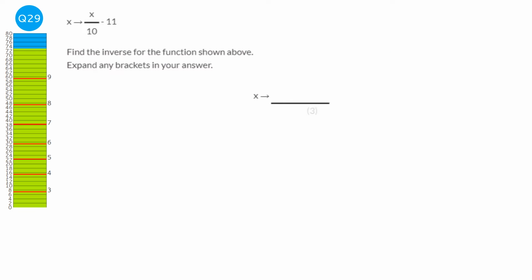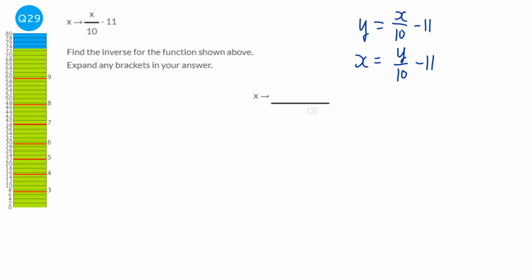A simple trick when you're finding the inverse of a function is to switch the y and the x. Now we don't actually have a y in here, but we can just put one in, it's not a problem. So we can just rewrite this function as y equals x over 10 minus 11. And we're just going to switch around the y and the x. So x equals y over 10 minus 11.